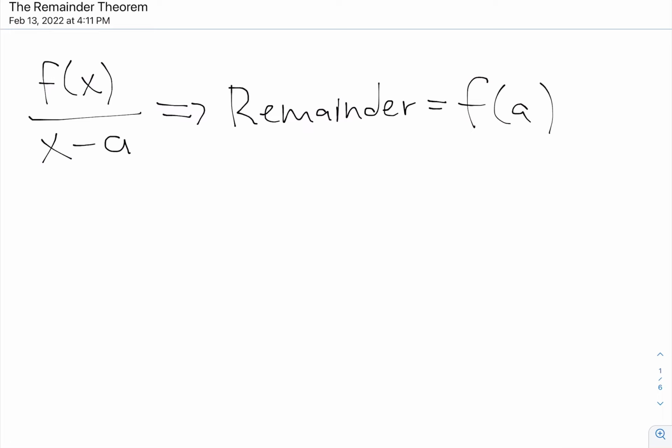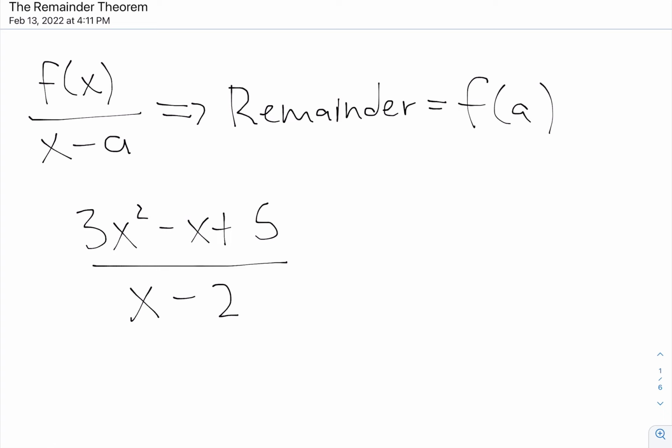So if we had some function, 3x squared minus x plus 5, that's our f of x, and we're dividing it by, let's go, x minus 2. Then the remainder, we'll call it r, is going to be equal to f of 2. Because if x minus a is our linear factor we're dividing by, then in x minus 2, 2 is going to be our a.